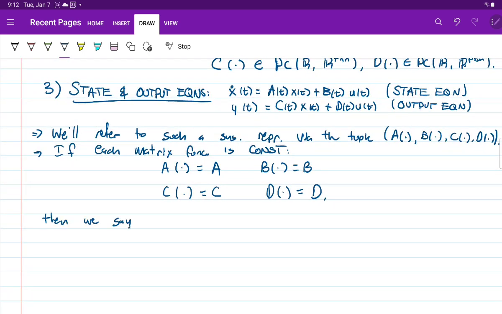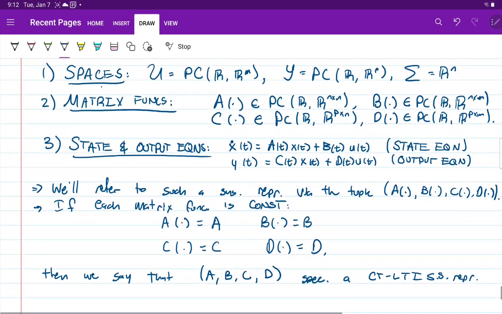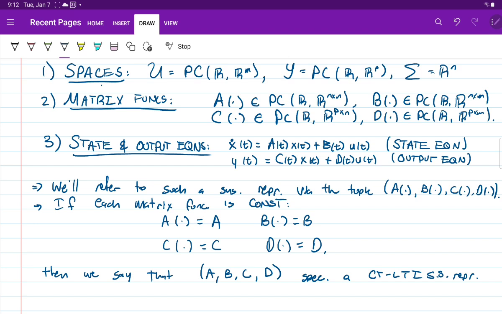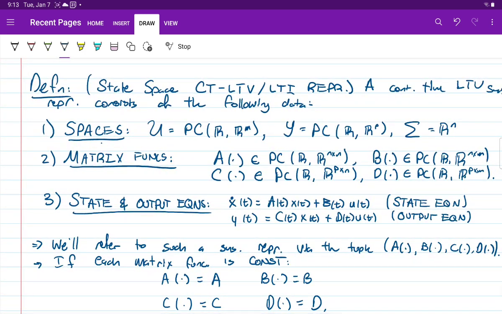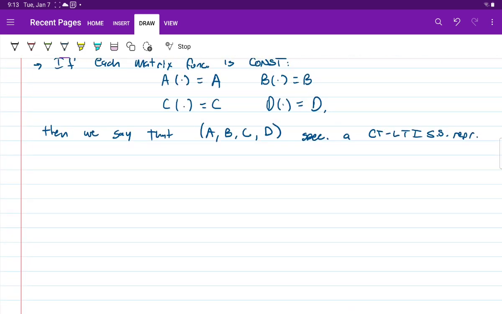Then we say that A, B, C, D specifies a continuous time LTI state space representation. Okay? So if each of these matrices is just fixed in time, this linear time varying system representation becomes a linear time invariant system representation, since none of the data depends on time anymore. Okay, this defines a state space system representation in continuous time.